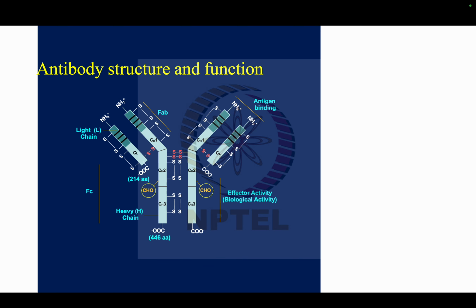So this is the antibody structure and function. It's Y-shaped. Here you have heavy chain and light chain. Heavy chain and light chain are attached by disulfide bond, and the two heavy chains as well are bonded by disulfide bond. So it has antigen binding domains and one Fc region, or constant region. This has effector activity, or different biological activity.